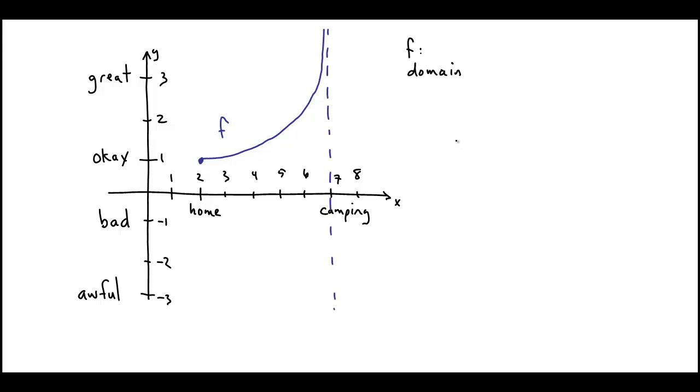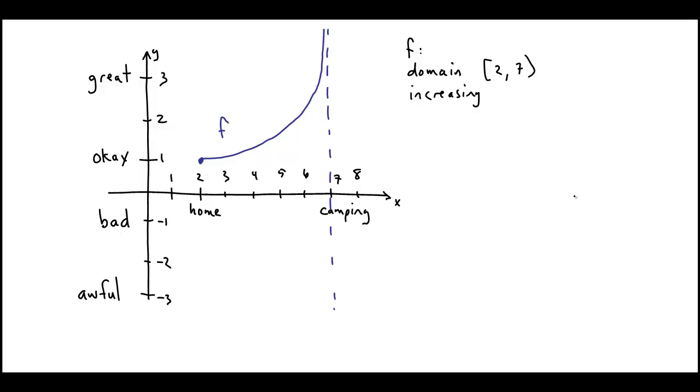Well, the domain of the graph, we have all the points, including 2, all the way up to 7. We have values for every single point up to 7, but not including 7. I don't tell you how f actually feels about camping. We're just talking about how f feels on the road approaching camping. So the domain are all the points. We use a closed bracket like this, indicating that we include 2. 2 is a point that we can talk about, but we have a parenthesis at 7, meaning we don't include 7.